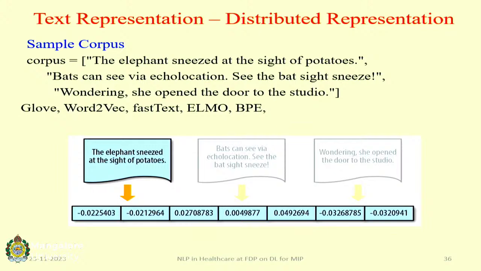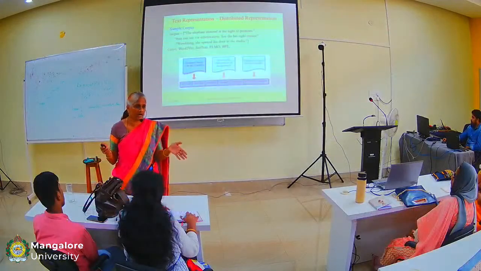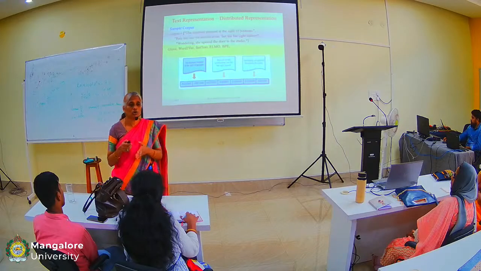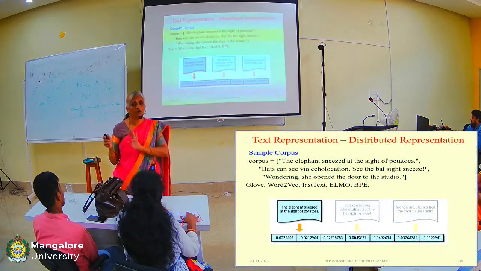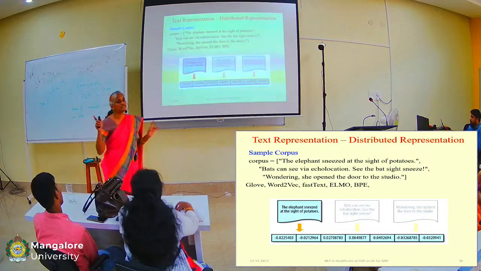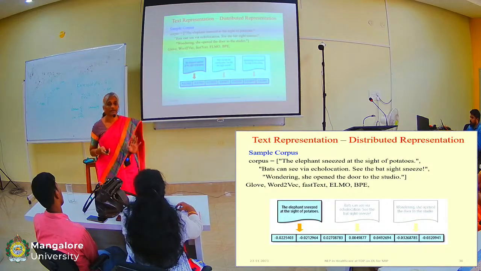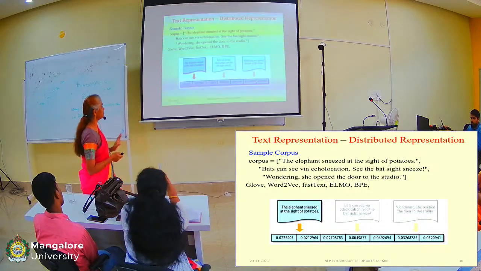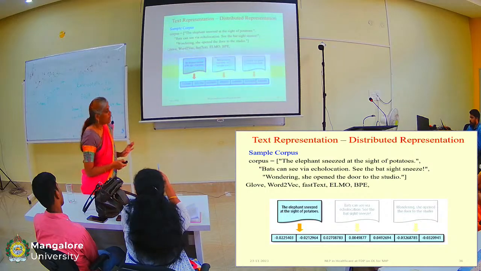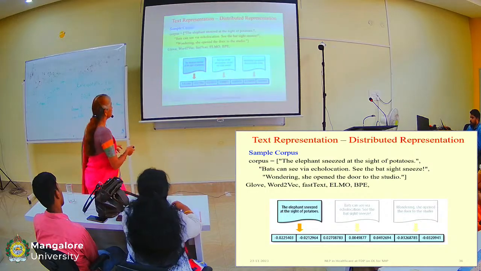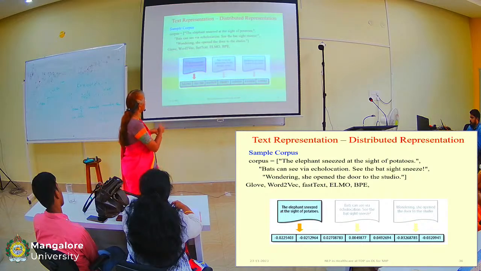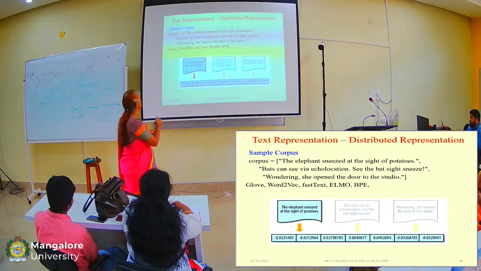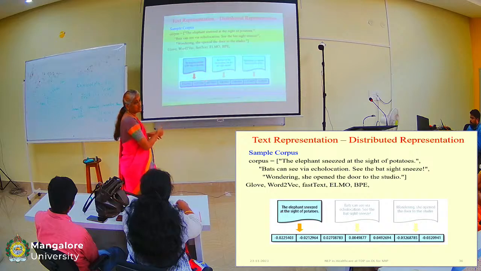This is only for illustration purposes. Otherwise I have to consider a vector of size, minimum maybe 100 or 300, definitely not more than 300. But all BERT models have 768. The vector size is 768. I'll come to that. These are the examples: GloVe, word2vec, fastText.